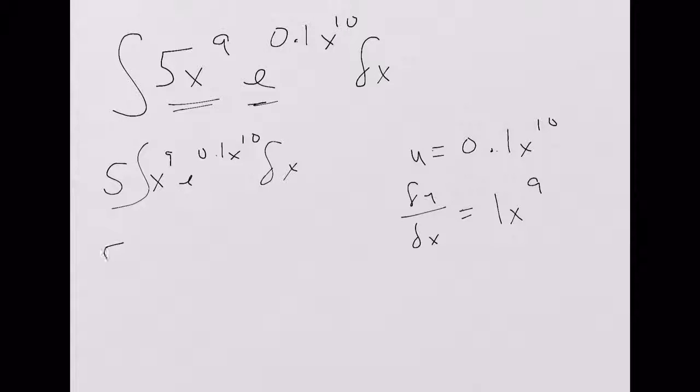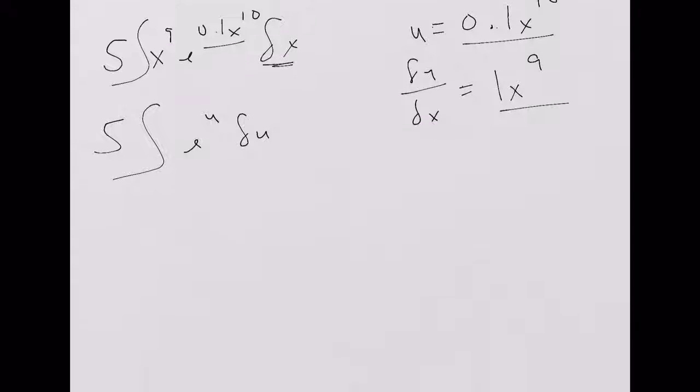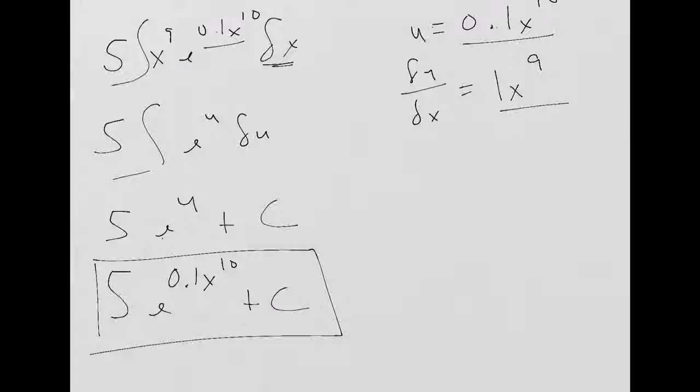So now I'm going to do my substitution. So I have e to the u, because all that is my u. That x to the 9th is my du dx, and the dx's will cancel out, and I'll get this du. So the integral of e to the u is e to the u, again, plus some c. But I know that my u is 0.1 x to the 10th plus c. So this is the antiderivative of that particular problem.